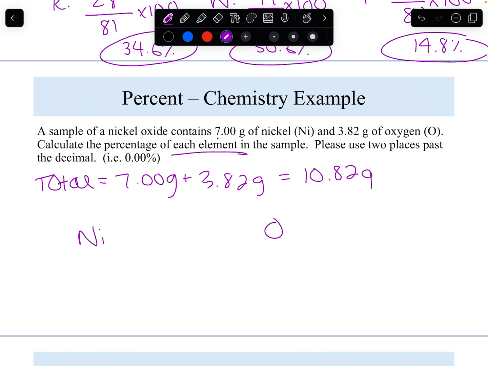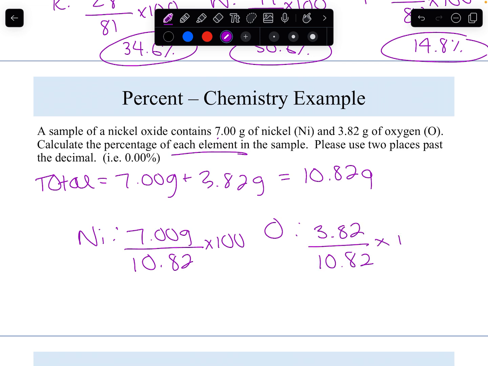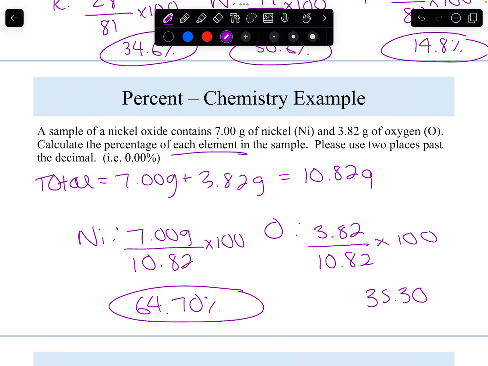I'm going to do it for my nickel and my oxygen. 7 grams divided by my total times 100. My oxygen is 3.82 divided by 10.82 times 100. I get 64.70%. I did do 2 decimal places there, and 35.30% for the oxygen. Okay?